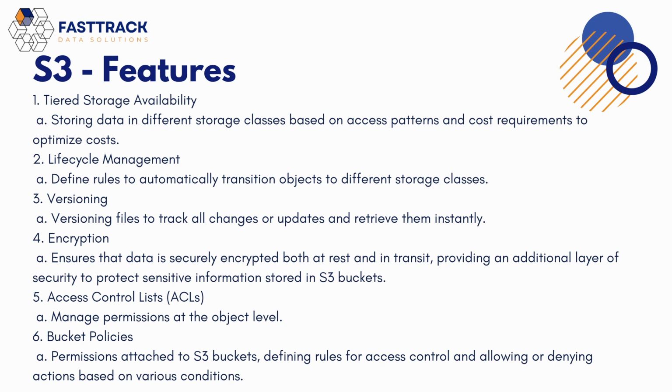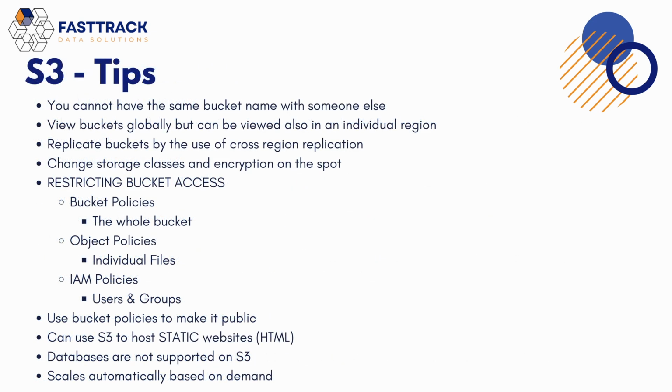Versioning: keep multiple versions of objects to prevent accidental deletion or overwrites. Encryption: protect data at rest and in transit using AWS-managed or customer-managed keys. Access control: ACLs and bucket policies, fine-grained control over who can read or write data. Some tips in S3 include unique bucket names. Each S3 bucket name is globally unique. You can't use a name someone else already has.